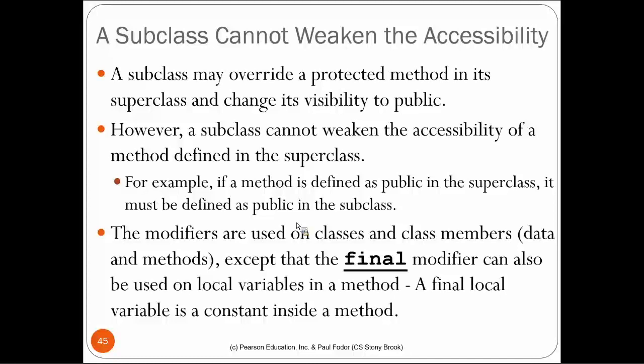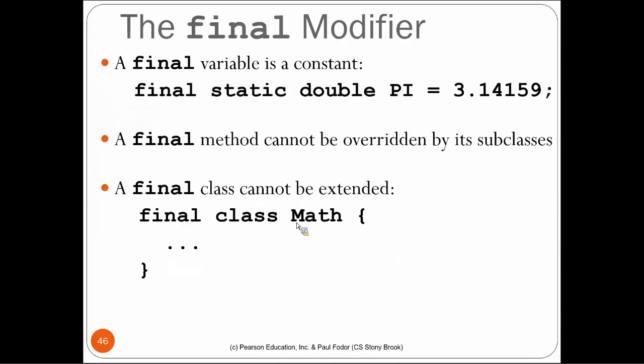The modifiers that are used on classes, except for the final modifier, can also be used for local variables in methods, and the final modifier used in a method actually defines a constant, the same thing that it would define for a data field or static data field in a class. So the final modifier is used to define a constant. We can use final for methods. It means that the method cannot be overridden by the subclasses. And we can also use final for a class that cannot be extended. For instance, in the Java util package, the class Math is defined as final. That means that we cannot implement, let's say, a class A that extends Math.